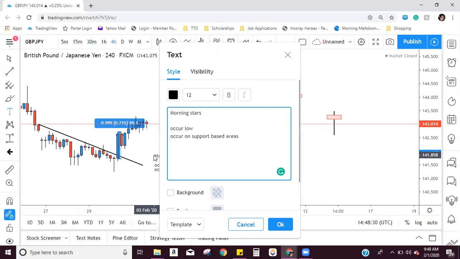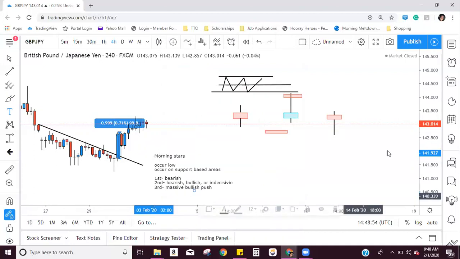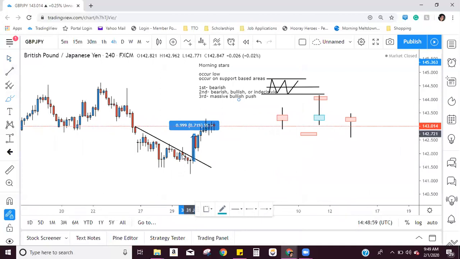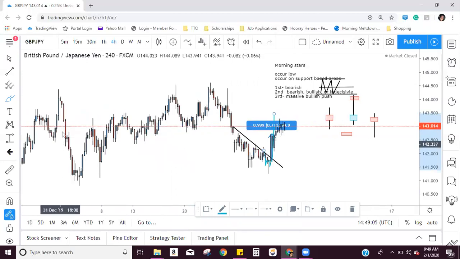The first candle is bearish. The second candle can be bearish, bullish, or indecisive. And then the third candle is a massive bullish push. It can be phases, like three bearish candles, two dojis, and then one big bullish push. That's what a morning star is. It's a bullish reversal. So how it starts off: bearish, indecisive, bullish. Okay? Bearish, indecisive, bullish.